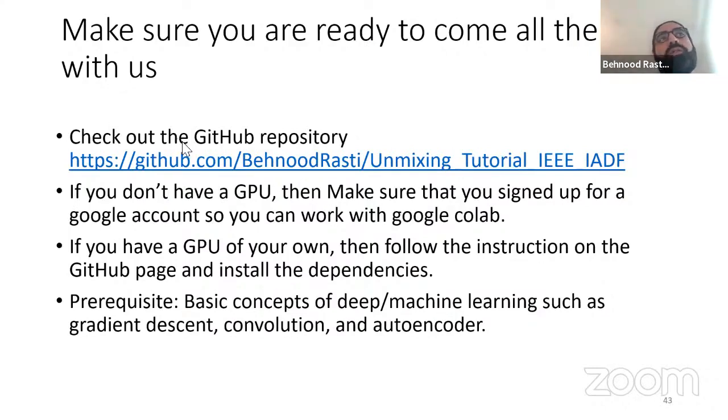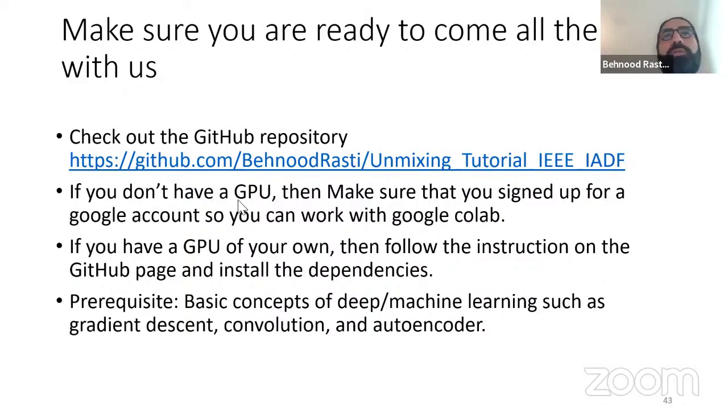So check out the GitHub repository. First of all, before we start, I need to thank Alex, who has a major contribution in creating this repository with me. So my special thanks goes to Alex. So you should check the GitHub repository during the break if you haven't done it.